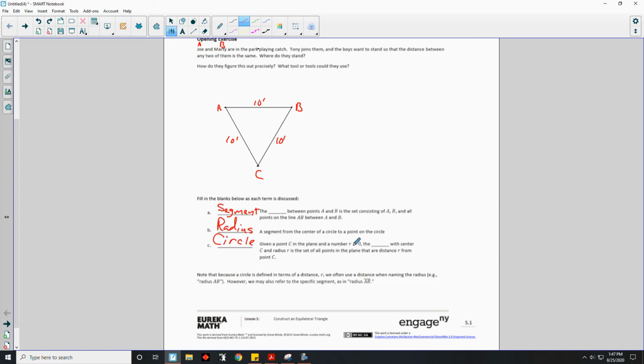Okay, the circle with center C and radius r is the set of all points in the plane that are distance r from point C. Note that because a circle is defined in terms of a distance, r, we often use a distance when naming the radius, for example radius AB. However, we may also refer to the specific segment, as in radius segment AB. So we're also going to learn how to read geometry. That says right there, segment AB.